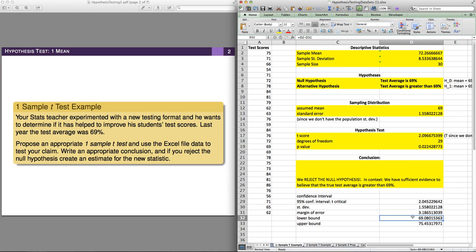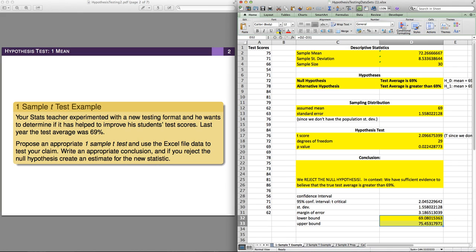Now notice that I get dangerously close to that 69%. That just means we rejected the null hypothesis, but it still could be darn close to 69%. So we're 95% confident that the true mean is between 69.1, give or take, and 75.5, give or take.